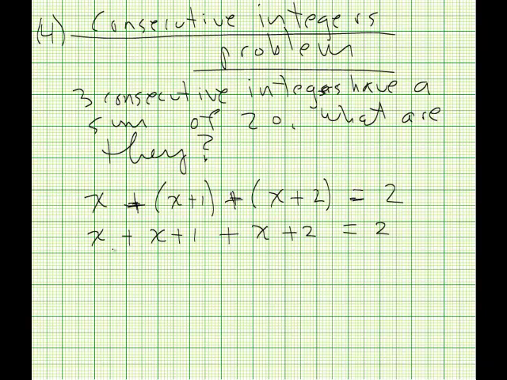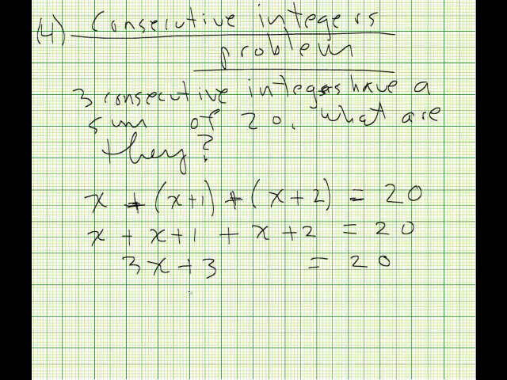Now I'm going to combine like terms. x plus x is 3x. 1 plus 2 is 3. And this is 20 over here. Okay? So I have 3x plus 3 is 20. Now, I'm going to subtract 3 from both sides. And darn, I can see this isn't going to work.